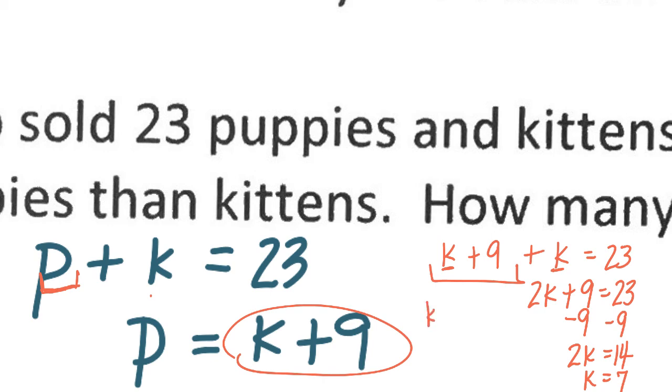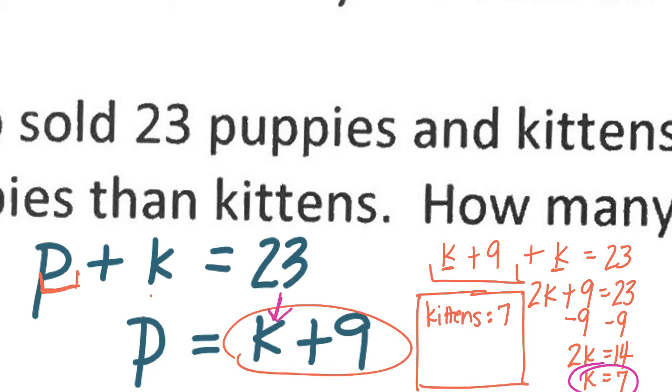So we would write kittens 7. And now I need to find out how many puppies. Well, I'm just going to replace that. Let me color code it for you. This 7, I'm just going to put right in here for that k. So we know p is equal to 7 plus 9, and p is equal to 16. So pups, we have 16.